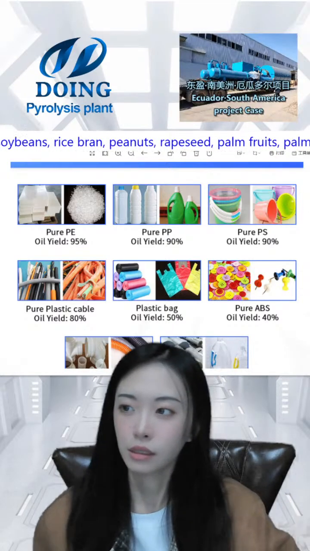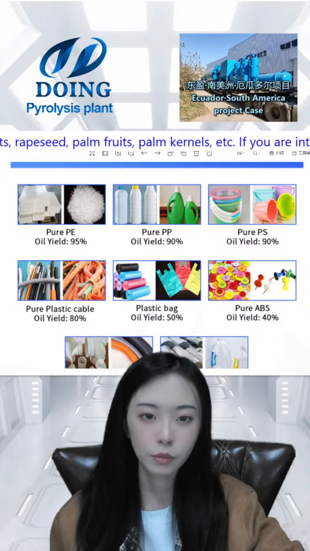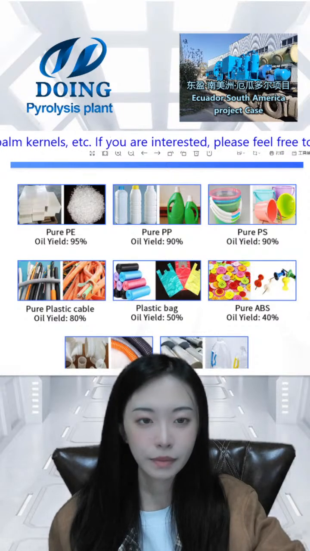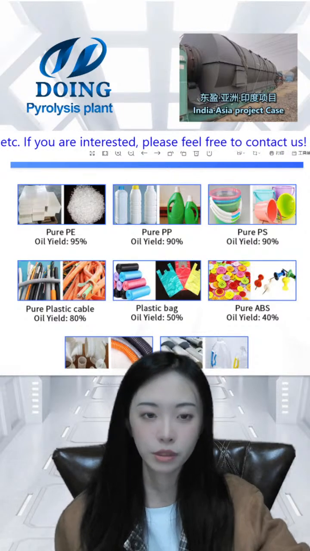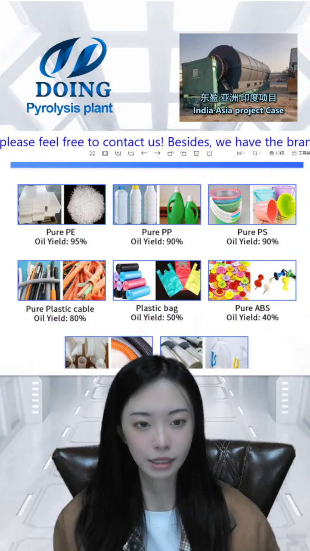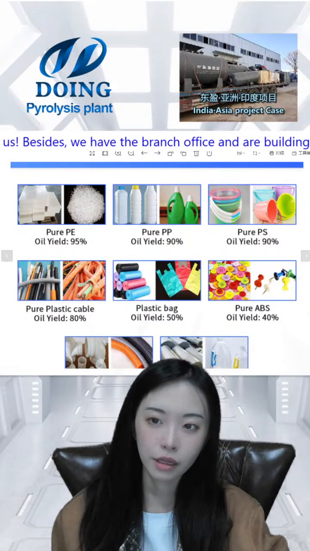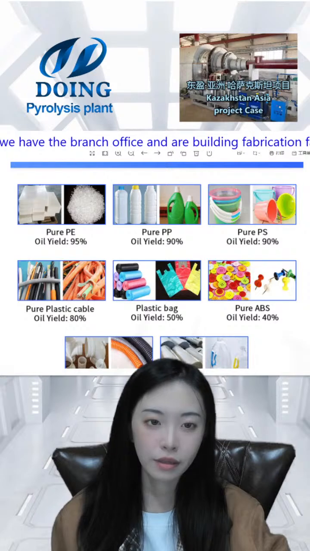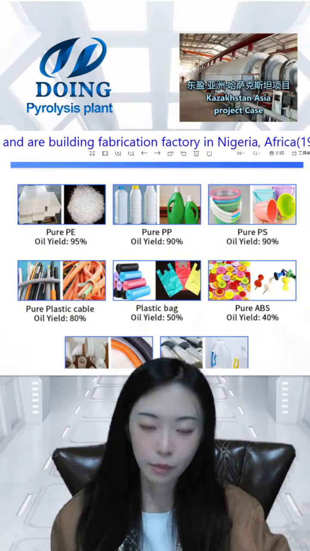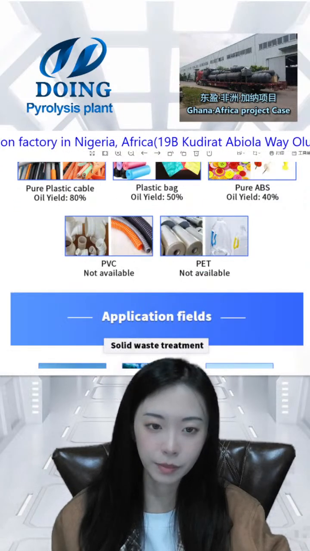You can see the pure PP, the oil yield is the highest, more than 90%. And the PP, PS, they are more than 90%. It's very high if you get the pure plastic. And if you get pure ABS, another kind of plastic, then the oil yield is 40%, like the pure plastic cup, 60%, plastic bag, 50%.